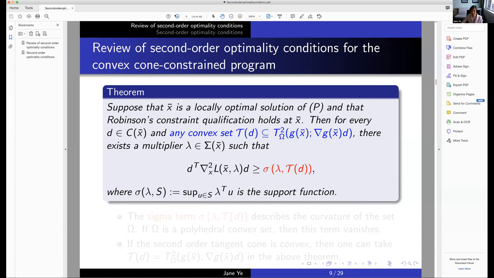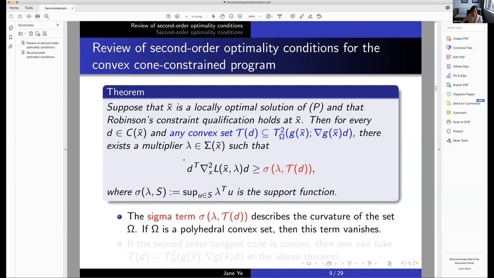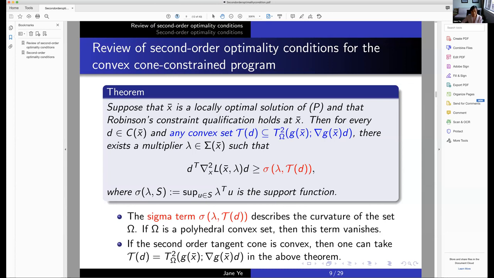This is all in Bonnans and Shapiro's book. The sigma term describes the curvature of the set omega. If omega is a polyhedral convex set, then this term vanishes. If the second order tangent cone is convex, then one can just replace the subset by the second order tangent cone. But as we said, even if omega is convex, you cannot guarantee the second order tangent cone is convex. In that case, you have to find a convex subset to have any result like this. So this is a classical result.